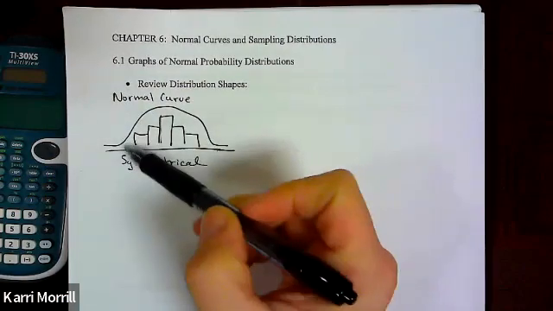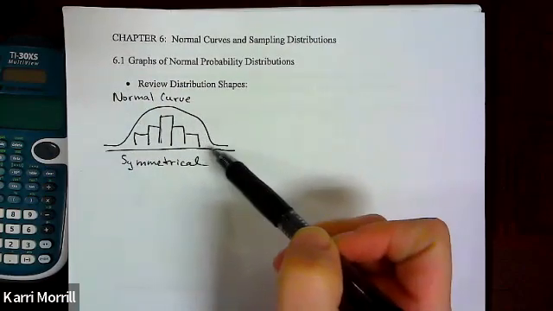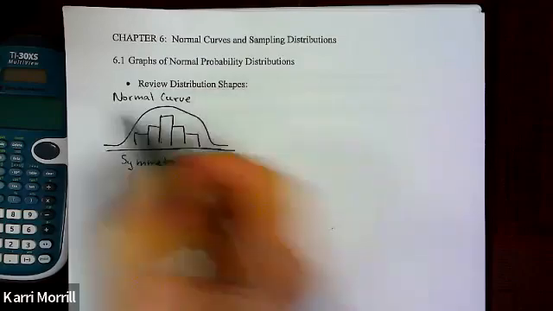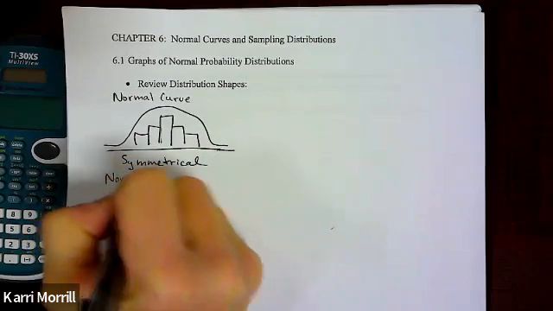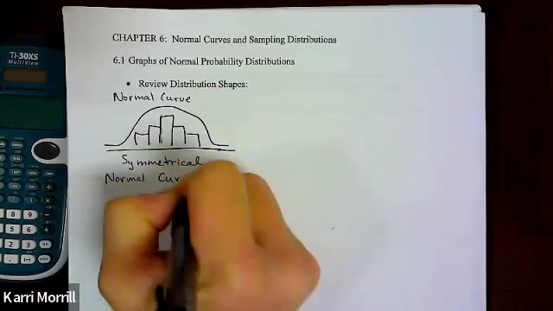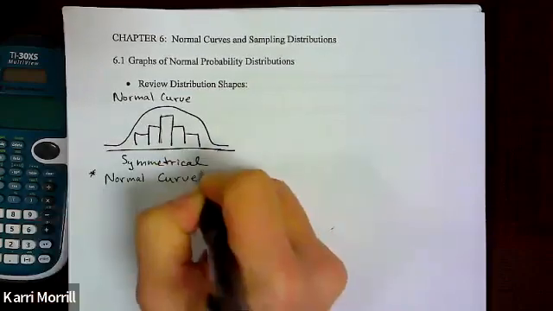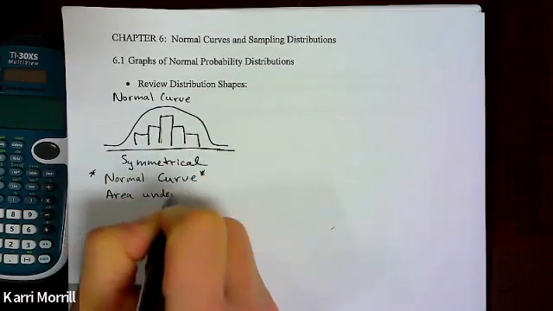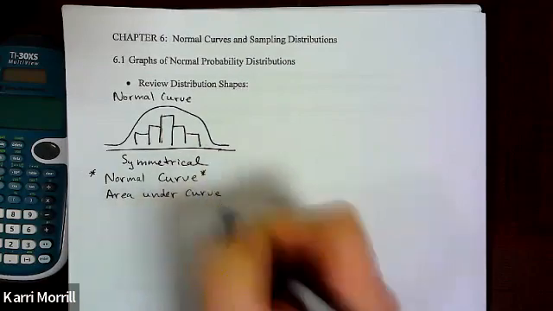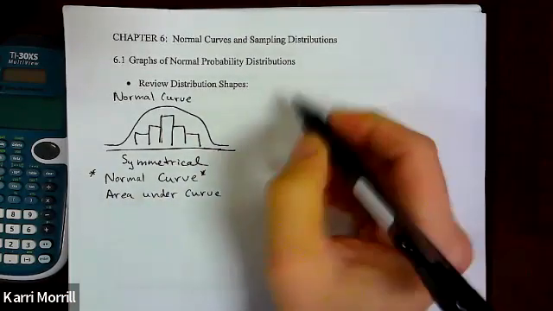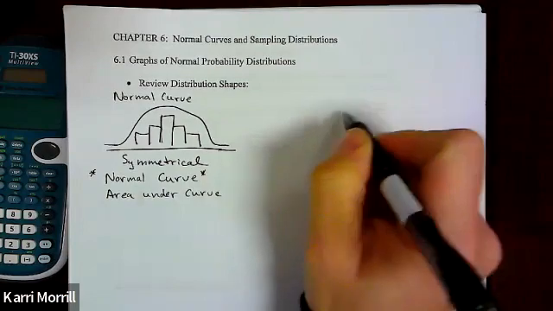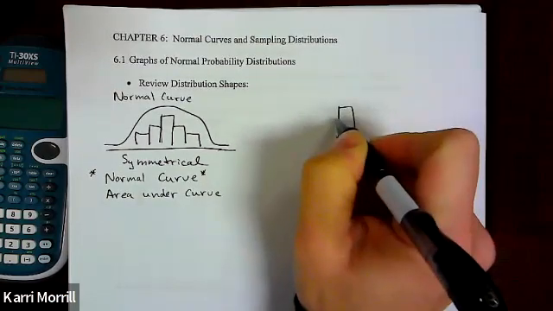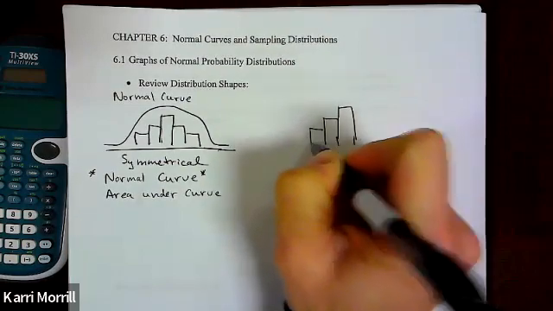So the area under the curve is what we'll be working with in chapter 6. So I'm going to go ahead and write, this is a normal curve. A lot of times we call it a bell curve. And we're going to be talking a lot about the area under the curve. But let's also review some other shapes that can happen even in this unit, but most of the time, we're referring to the normal curve.